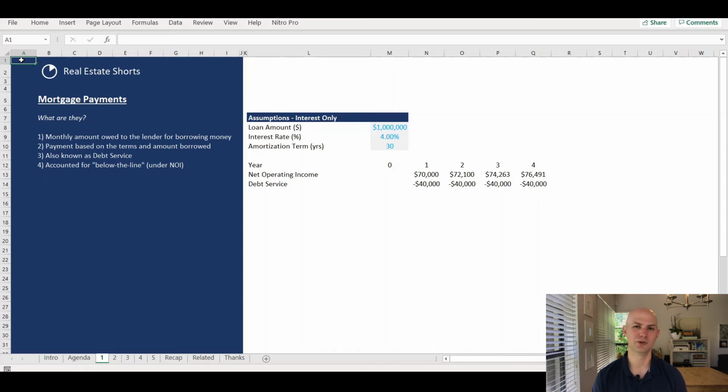So I think what really tends to trip some folks up is how that payment is calculated under different loan types. So before we get there, let's make sure that we all understand that debt service is recognized below the line being defined as net operating income. So debt service is always recognized, it's always accounted for, it's always calculated and organized below net operating income. And we'll talk about why in a moment.